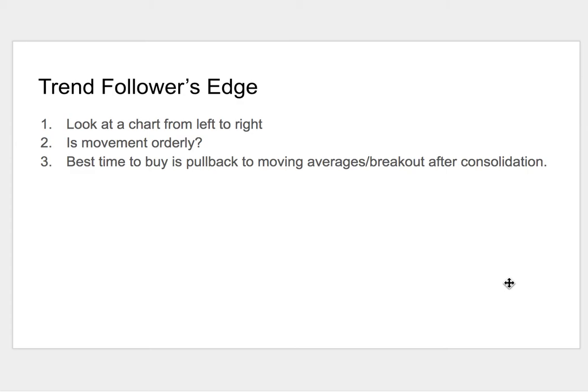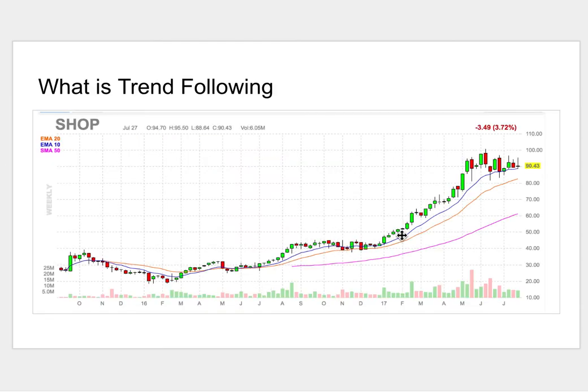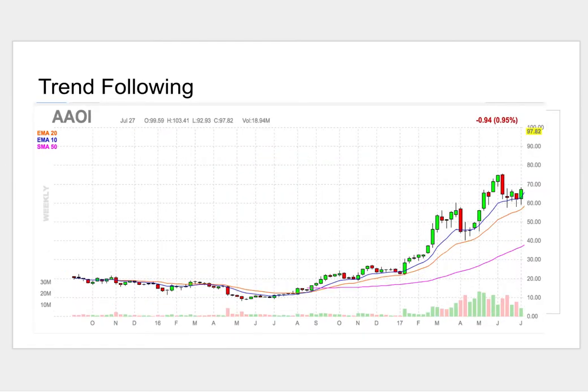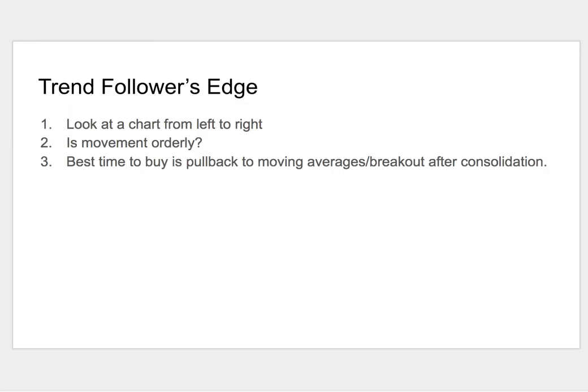And take a look at whether the movement is orderly, right? You don't want a stock which is moving all over the place. You want a stock which has smooth movements, right? Smooth movement is kind of easy to get on the trend with. It's all smooth movements. So this is the kind of stocks we want to get into.